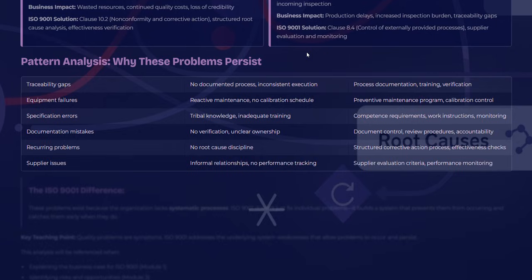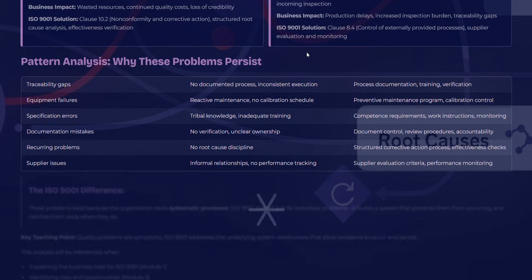We have a traceability gap here: undocumented processes and inconsistent execution. What are we going to do? Process documentation, training, and verification. Here we have equipment failure. What's happening? Reactive maintenance and no calibration schedule. What are we going to do with ISO 9001? A preventative maintenance program and calibration control.